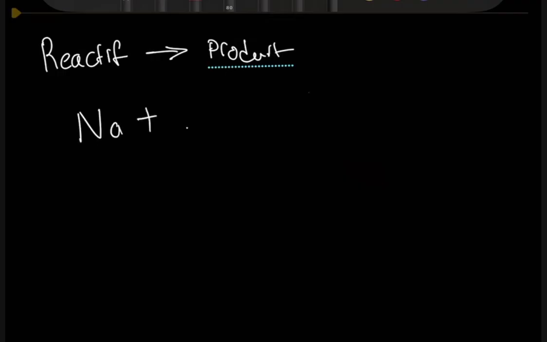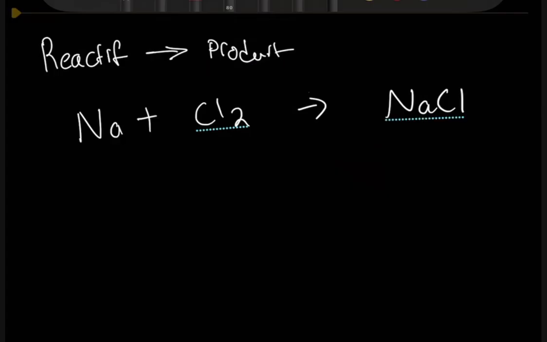Okay, so I have the next one: Na and Cl2 create salt, table salt, NaCl. Can you balance this one? Just tell me what numbers need to go in these places.